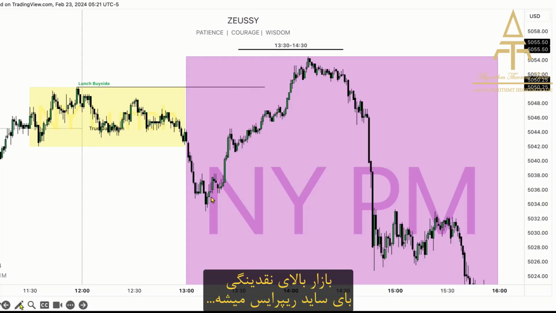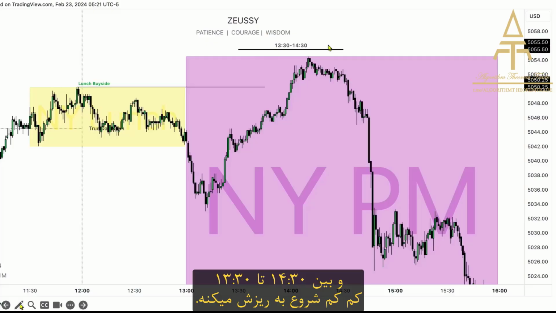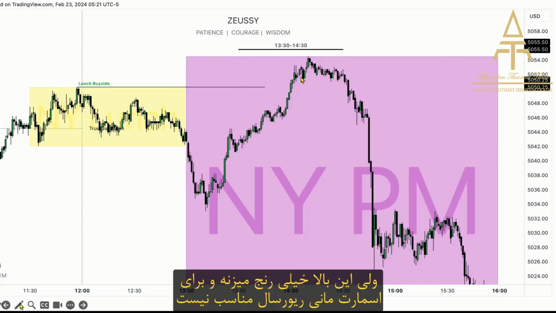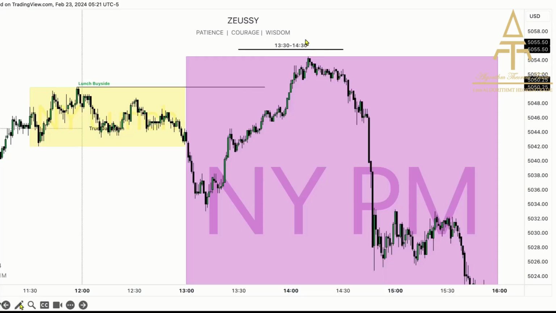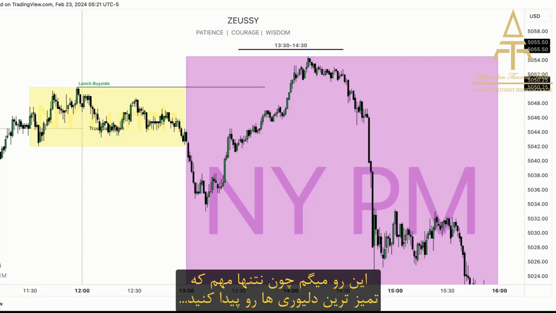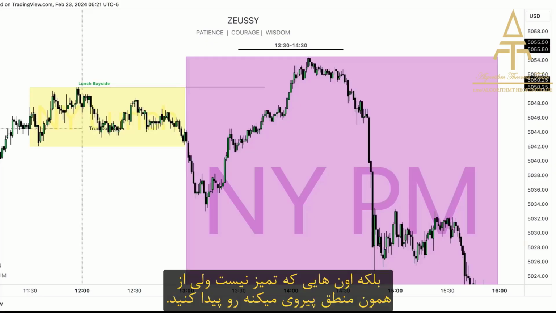What occurs is that the market gets repriced above that buy side liquidity between 1:30 to 2:30, and it then begins to slowly fall over. Notice that this delivery is very choppy and it is not the preferred smart money reversal. However, I'm sharing this with you because it's important to not only have the cleanest possible deliveries, but to also see deliveries that are not that clean, but that follow the logic.